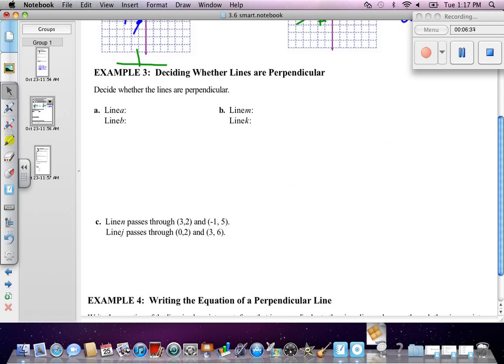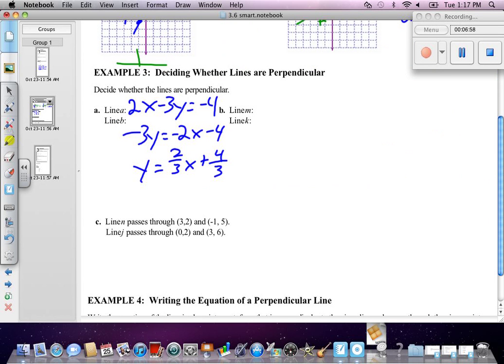Okay. So we're going to decide whether these lines are perpendicular. The best thing to do is put them in slope-intercept form. So I've got line A is 2x minus 3y equals -4. So I'm going to subtract 2x from both sides. And then I'm going to divide everything by -3. So that's for line A.